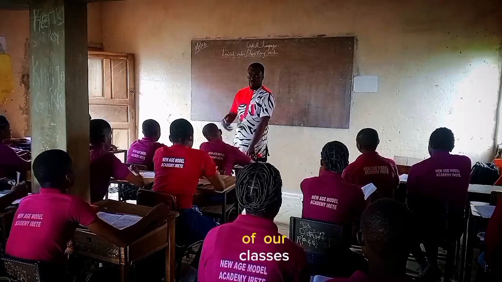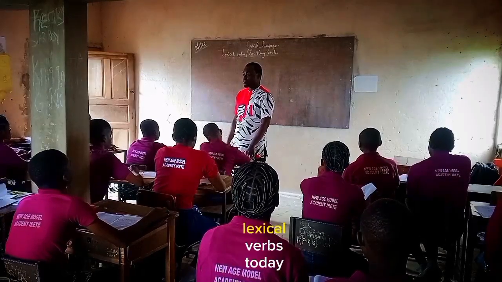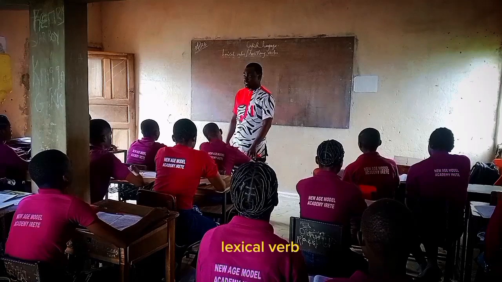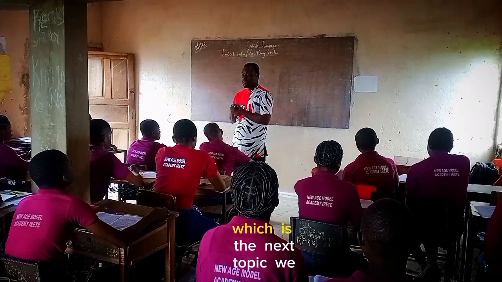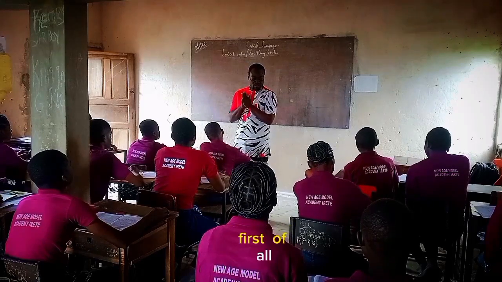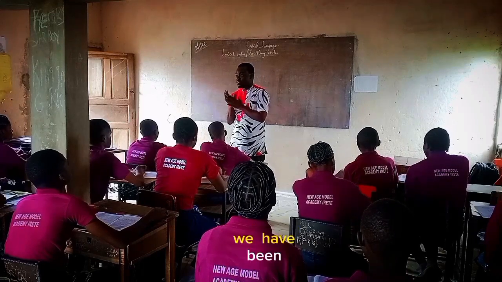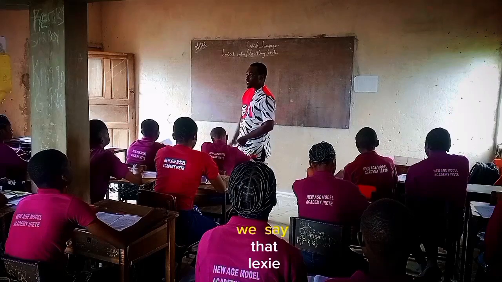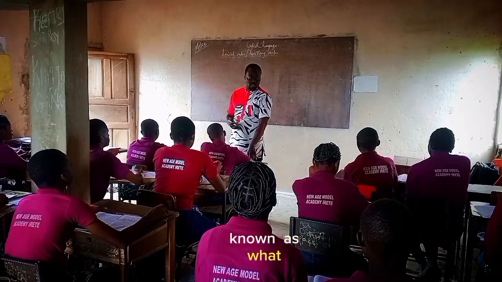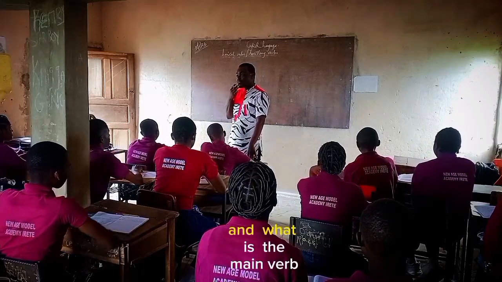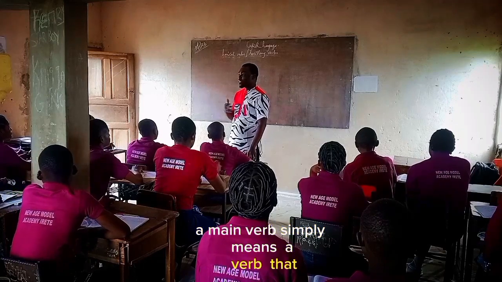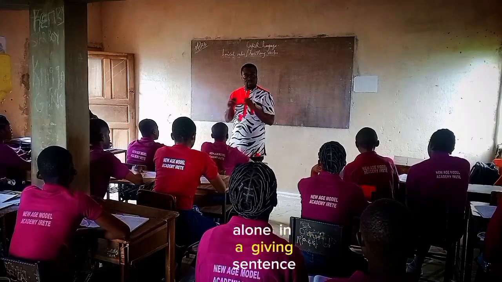Okay, so the continuation of our classes, we are going to look at lexical verbs today. Lexical verb and auxiliary verb, which is the next topic we are looking into. First of all, before we go deeper, what is a lexical verb? In the previous lessons we said that a lexical verb is also known as what? A main verb. And what is the main verb? The main verb simply means a verb that is used alone in a given sentence.